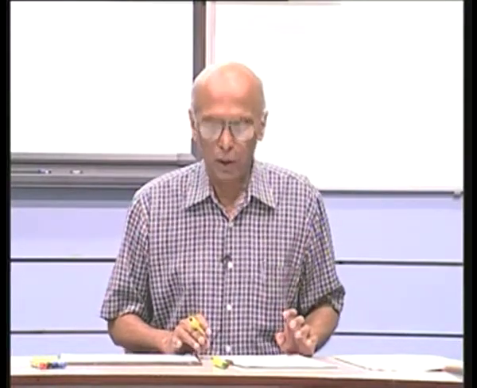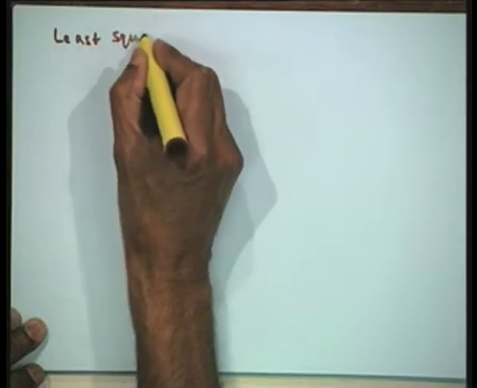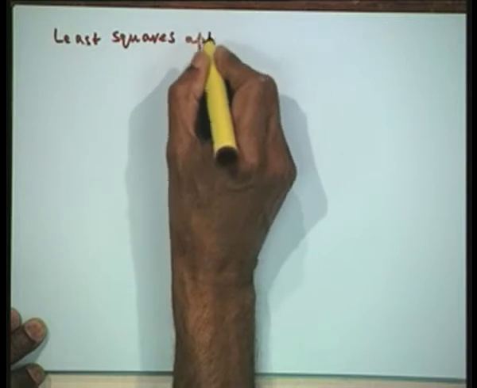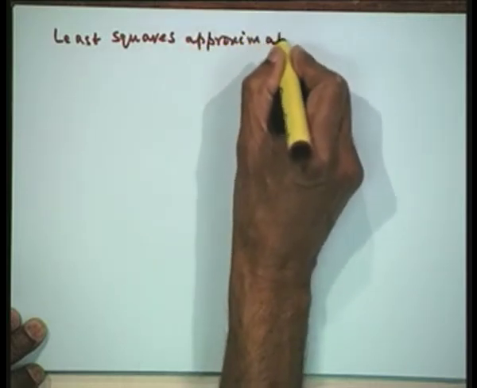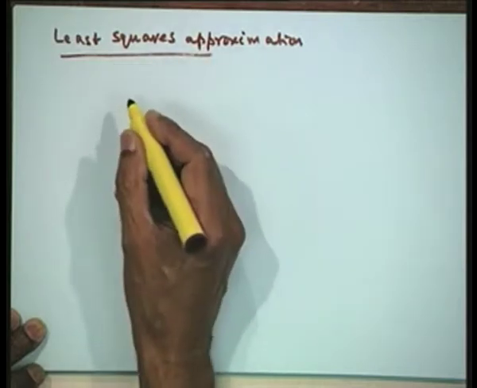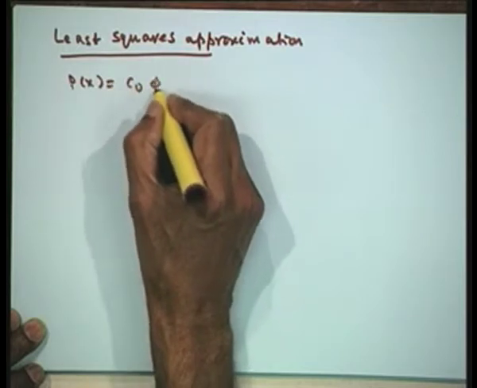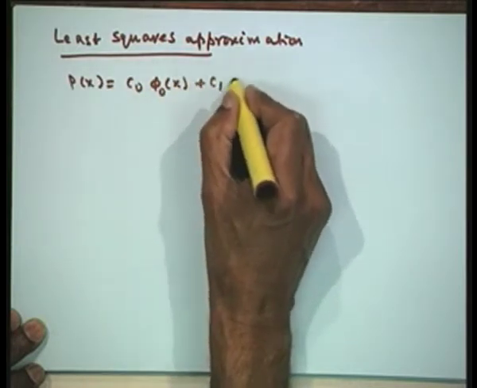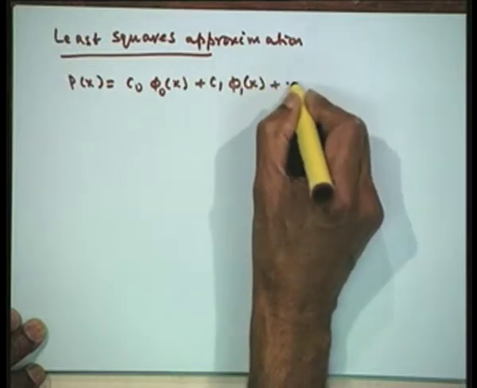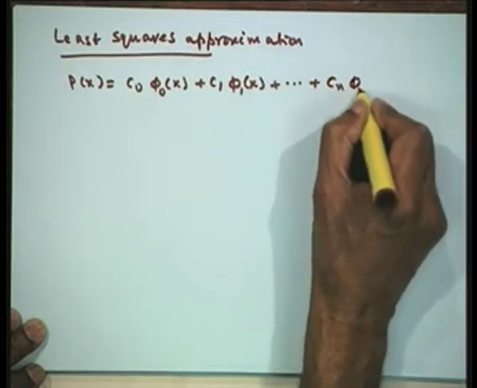Now, in the previous lecture we have derived the least square approximation using the coordinate functions phi x as polynomials or as orthogonal polynomials. Now, let us just remember what we have done in the least square approximation. We have written the approximation P x as C 0 phi 0 x, C 1 phi 1 x plus so on C n phi n x.